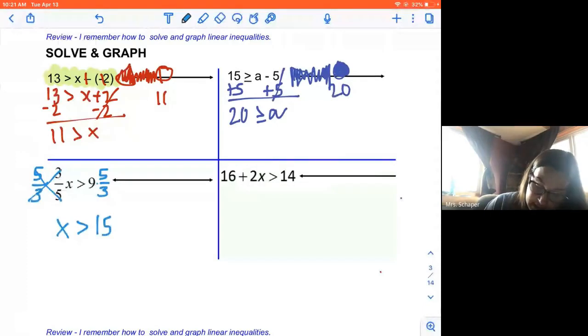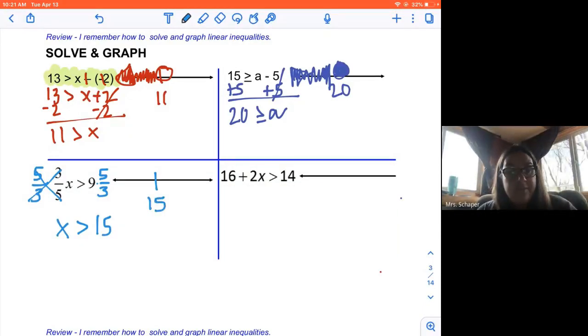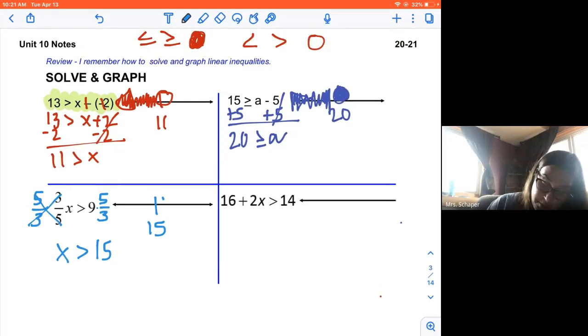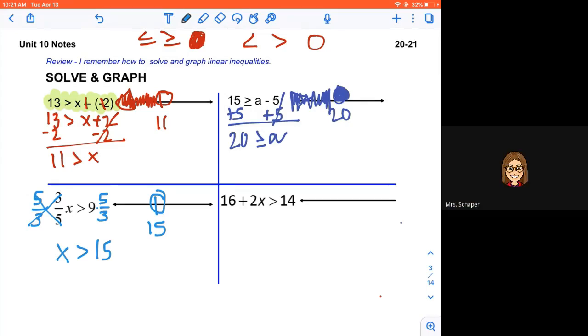So 15 is going to be the number I put on my number line. x is greater than 15. If it's a greater than symbol, I know it's open because it's not going to include 15. And x is more than 15. So I need to come up with a number greater than 15. Let's try 27. All right. Well, 27 falls somewhere over here. So I'm going to shade to the right. All right.